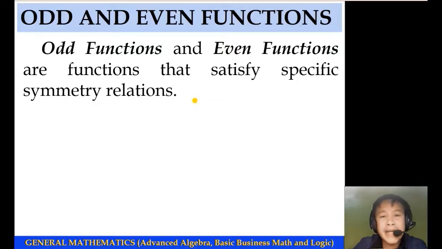The first symmetry relation is with respect to the origin of the Cartesian plane. The second symmetry relation is with respect to the y-axis of the Cartesian plane. And the third symmetry relation is with respect to the x-axis. And what particular symmetry relation do we have if we are going to have the so-called odd functions? And what is the specific symmetry relation if we have the even functions?